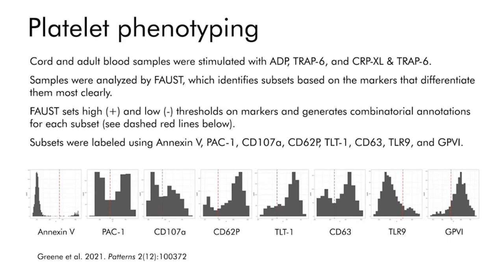Samples were analyzed using an algorithm called FAUST, which identifies and annotates cell subsets based on the markers that differentiate them most clearly. Here, FAUST was able to differentiate platelets based on high and low expression of 7 inducible markers, as well as the constitutive marker GP6. And the figure here shows vertical dashed red lines, which denote the high and low thresholds that were set on each of these markers.